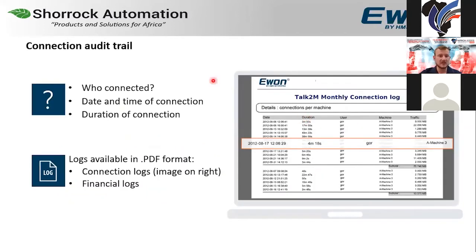Okay, then the E1 or eCatcher side of things comes with a full connection audit trail. This is a document that you can download in PDF format, and it contains a full audit trail of who connected, the date and time of connection, and then the duration of the connection. It also shows by which method or platform you connected, either M2Web or eCatcher.